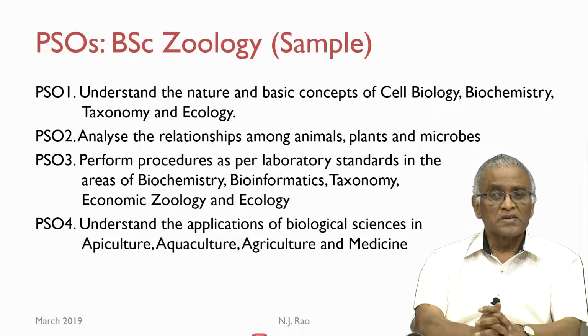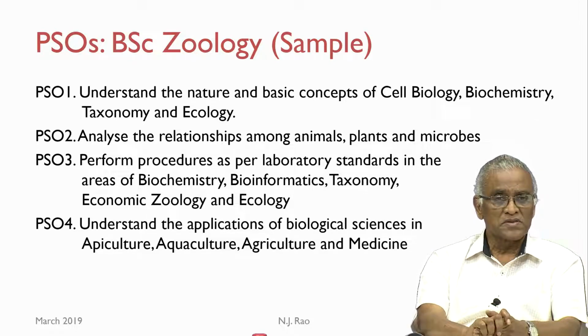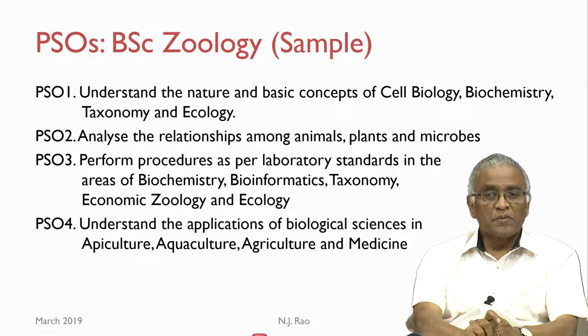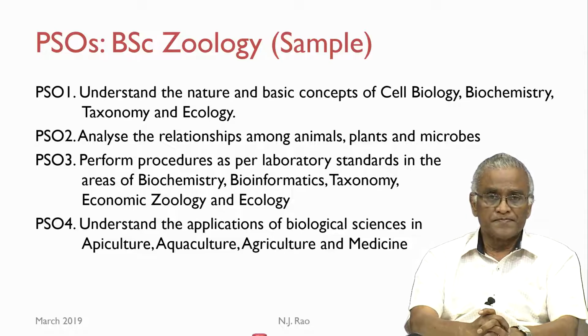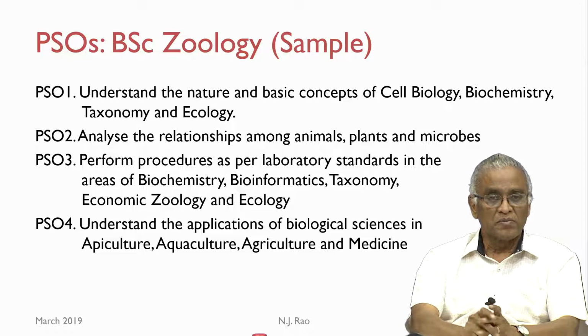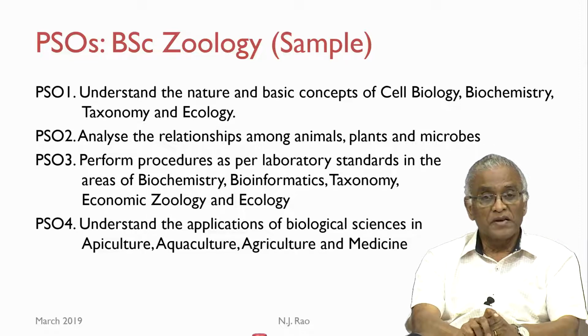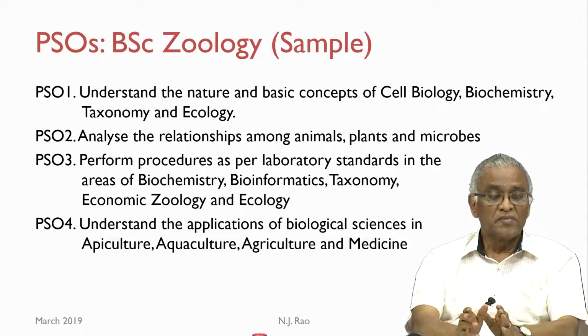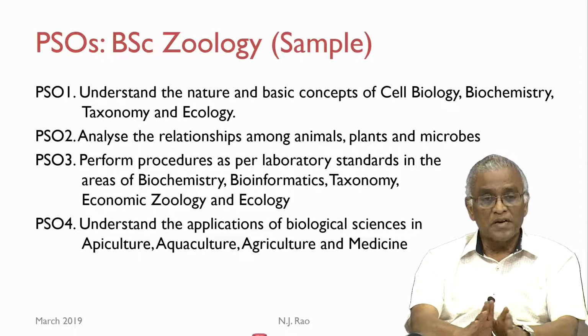Understand the nature and basic concepts of cell biology, biochemistry, taxonomy and ecology. Analyze the relationships among animals, plants and microbes. Perform procedures as per laboratory standards in the areas of biochemistry, bioinformatics, taxonomy, economic zoology and ecology. Understand the applications of biological sciences in apiculture, aquaculture, agriculture and medicine. This is one set; you should not be writing more than 4.